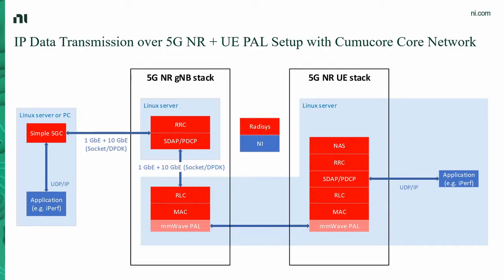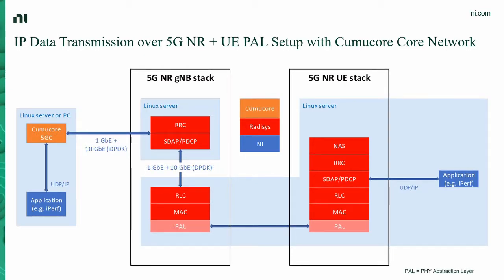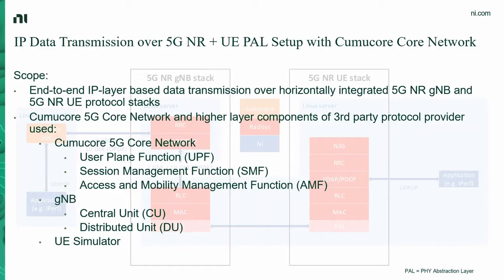For the interoperability testing within Primo 5G, we replaced the simplified 5G core network with the Core 5G core network, and together with them, we made minor changes and adaptations where needed. In detail, the core network consists of the user plane function UPF, the session management function SMF, and the access and mobility management function AMF.